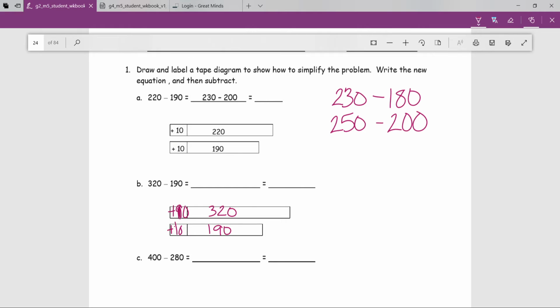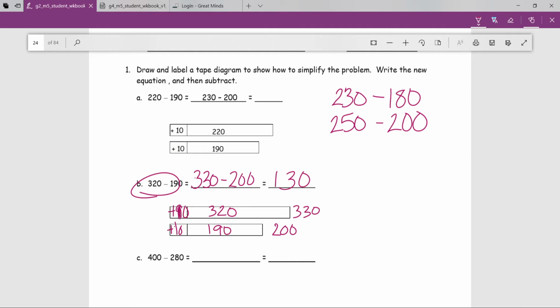So now I have a new problem. 190 plus 10 is now 200, and 320 plus 10 will be 330. So my new problem is 330 minus 200, which will be a lot easier for them to solve. So I've got 0 minus 0 is 0, 3 minus 0 is 3, and 3 minus 2 is 1. So my answer is 130, which is a whole lot easier than trying to solve this particular problem. Even if you write it down in the vertical way and do all of the regrouping and borrowing, this way is absolutely easier.